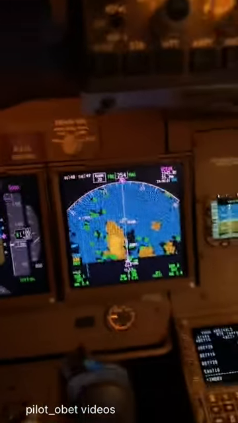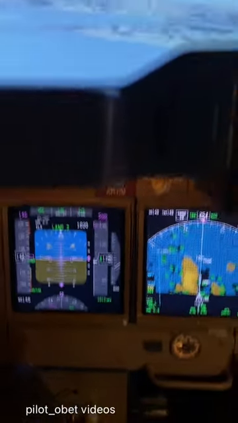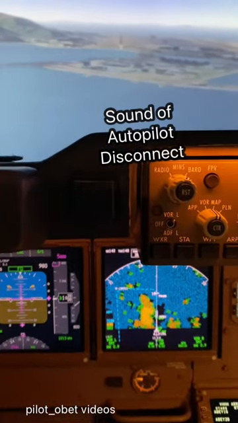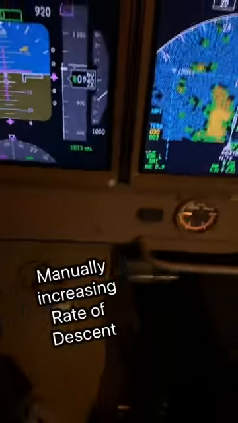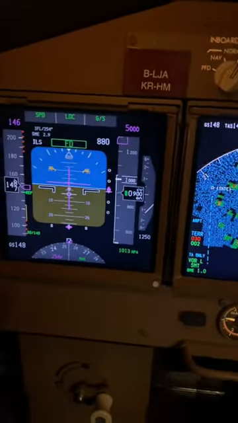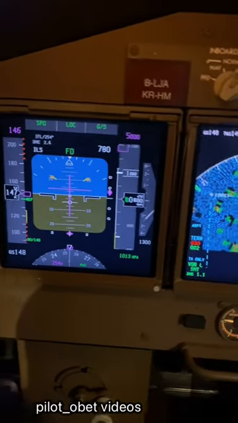So what happens if I deviate and go below the glide slope? So let's see what happens. So it goes flight director because it's no longer in command. I've increased the rate of descent and look at the glide slope. See the glide slope? We're slowly going below the glide slope.